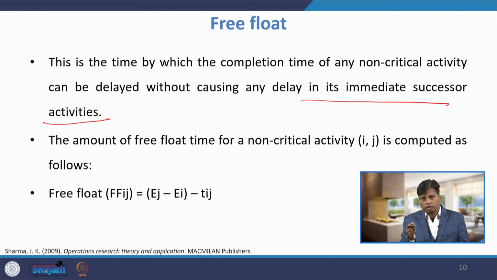So, how much can the preceding activity be delayed? That delay should not affect the earliest starting time of our successor activities. How much time we can delay our preceding activities, that amount is called free float. The amount of free float time for a non-critical activity, say activity i to j, is computed by using this formula. So, free float is the earliest start time or finish time, the difference in the earliest start time and earliest finish time minus your project duration.